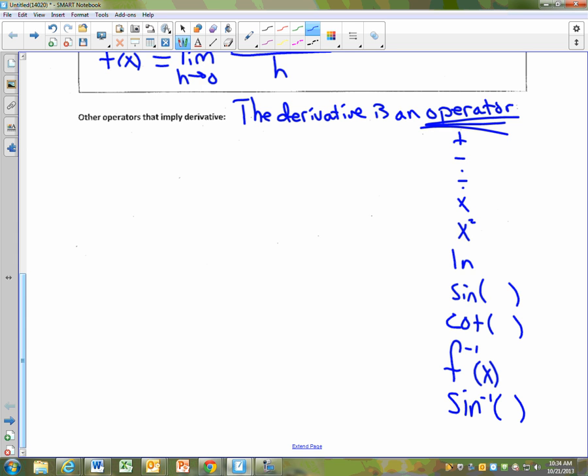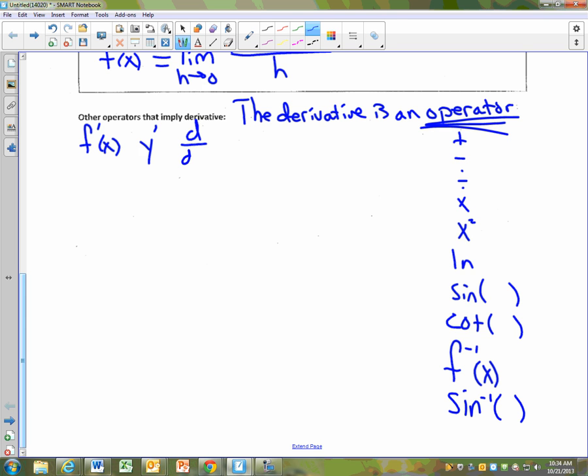Well, other operators that imply derivative. This is the one that we are going to use most often: f prime of x. There's all sorts of different operators, and when you get to college, your professor might use some different ones. Depending on the notation that we're using and the formulas we're trying to work with, we might use some of these this year as well. Another one would be y prime. Not too different there, is it?